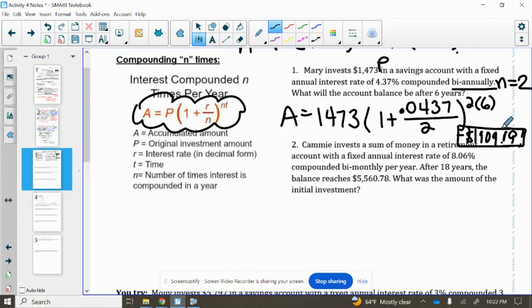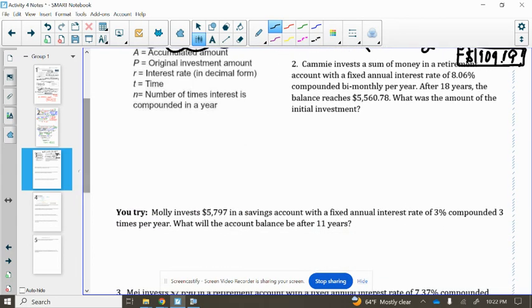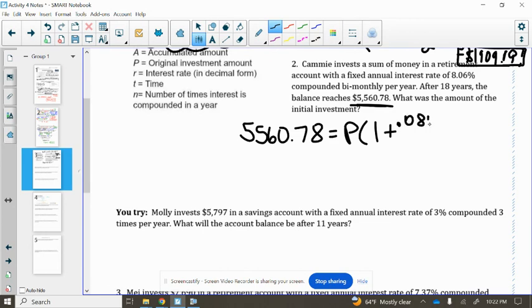Now from here, we can also use this to work and find how much our initial investment should be. So notice on this one, we know what the balance ends up reaching. We know that we have an interest rate of 8.06% or 0.0806. And this time we are compounding bi-monthly, so every other month, aka 6 times per year. And our years, this is taking 18 years.